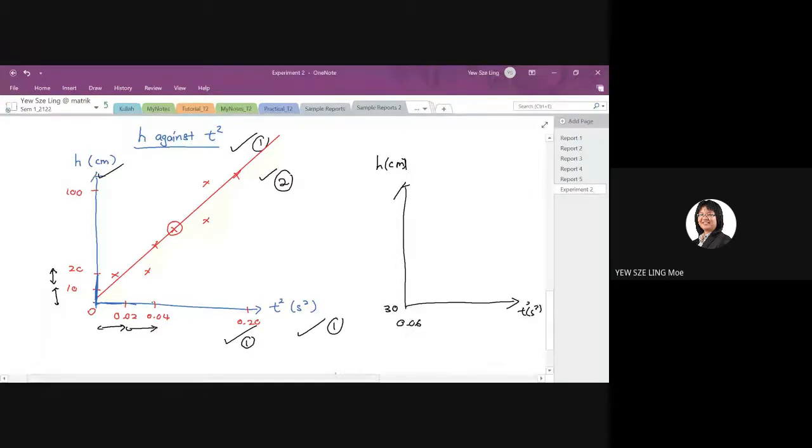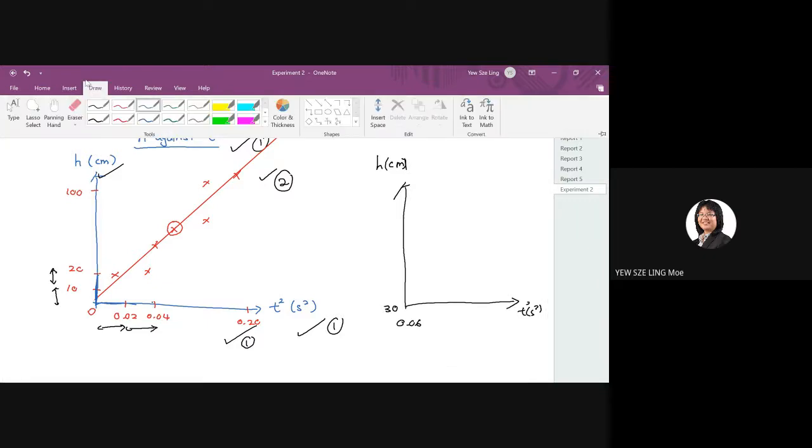So okay so far? Next, after you have all the points plotted correctly at their correct positions, one last mark is given to the best fit line. Now, the best fit line doesn't mean that it must pass through the origin.